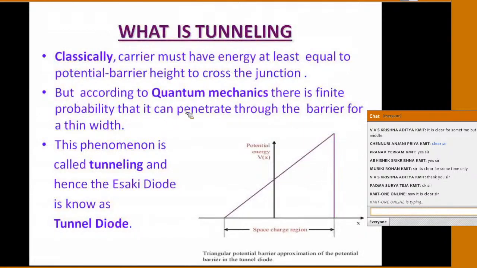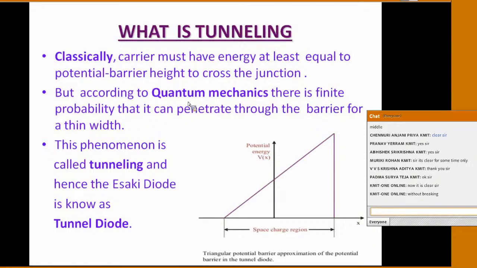Classically, the carrier must have energy at least equal to the potential barrier height to cross the junction. That means if it has the minimum barrier potential energy, then the electron can diffuse from one region to another region. But according to quantum mechanics, there is a finite probability that it can penetrate through the barrier for a thinner width.